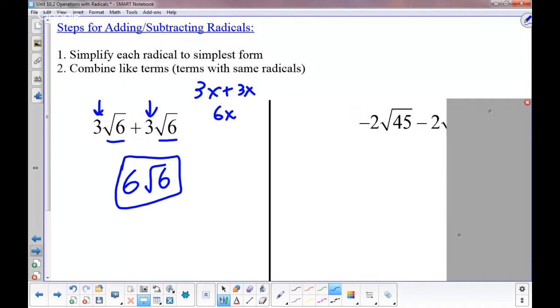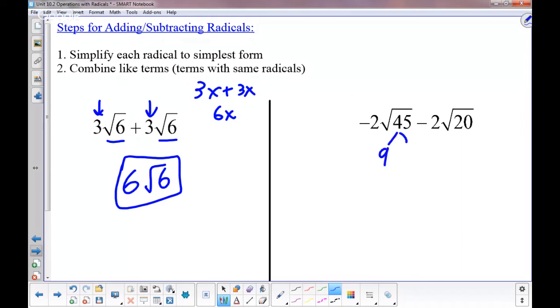All right, let's look at the second one here. Negative 2 square root of 45 minus 2 root 20. Right off the bat, we see my radicals aren't the same, so we can't just go ahead and add them together. However, we do want to reduce them. So let's take negative 2 root 45. All right, the square root of 45 can be broken down to 9 and 5.